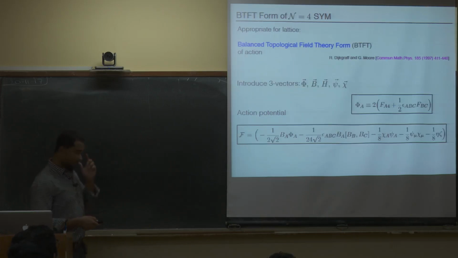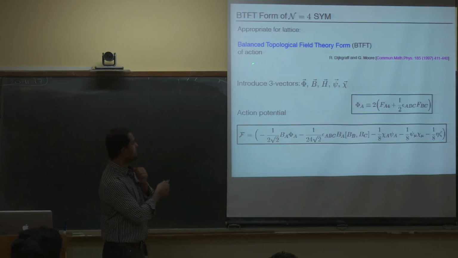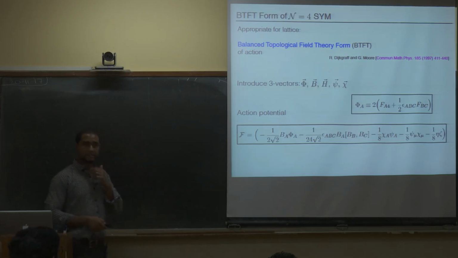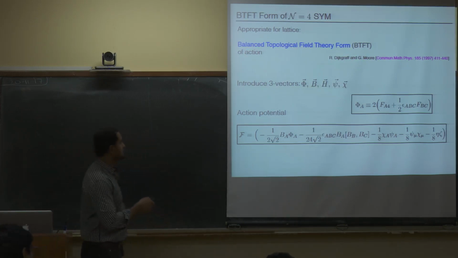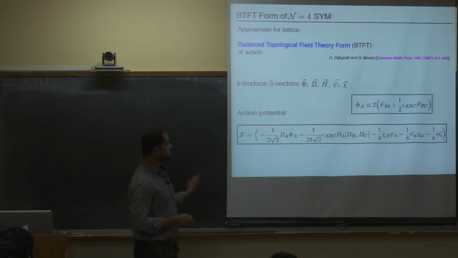So how do we put this theory on the lattice? We can look at something called the balanced topological field theory form, introduced by Dijkgraaf and Moore in this paper. Basically we introduce 3-vectors. These are all self-dual fields, the 2-index fields. There is a 3-vector phi, which is a functional of this F mu. Then there are 3-vectors corresponding to the other 2-index fields. In this language, the action takes this particular form. Basically there are 3 independent components for, say, F mu nu or chi mu nu fields like this. So we can use this language.